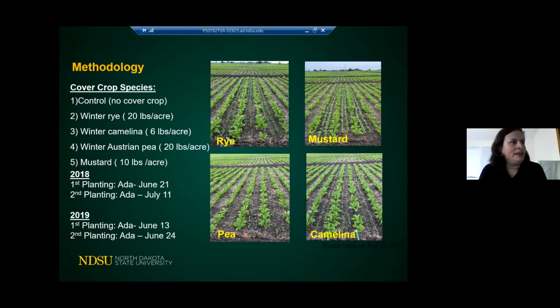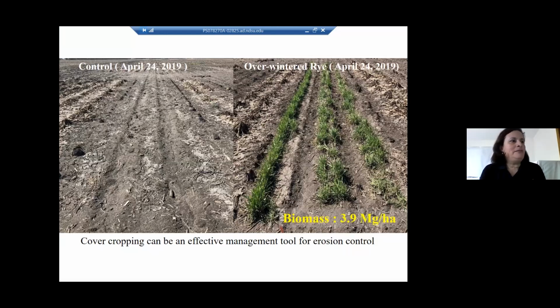We tried rye, winter camelina, winter shrimp, mustard, interseeded at 2 different planting dates, and this has been done 2 years in a row. One in June and one in July. Those are the same dates in those years. The results are changing every year, but these pictures show you the interest of what we really want to do.